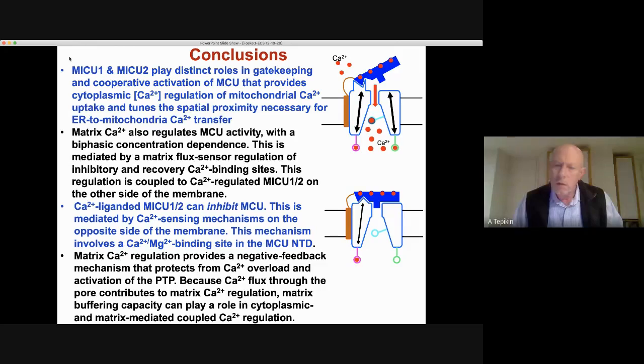Good. So I think that Geert is asking, do you envisage an effect of calcium on the MCU complex via cardiolipin? And he refers to Madesh's work.